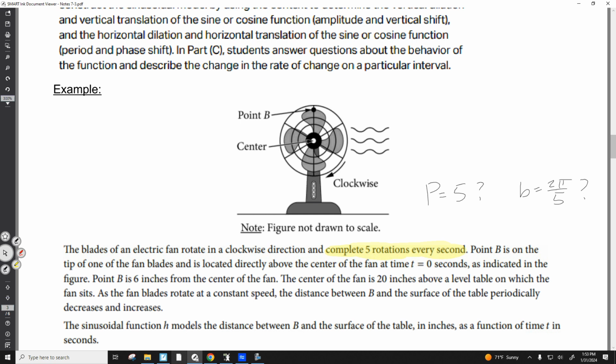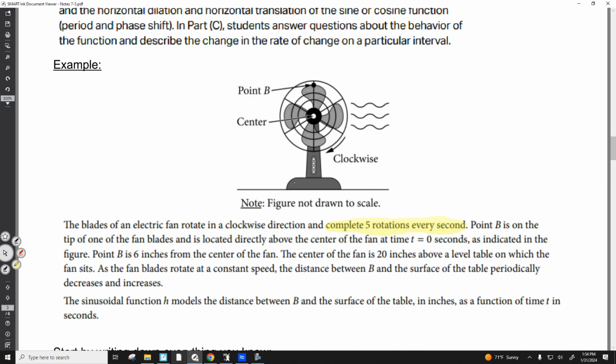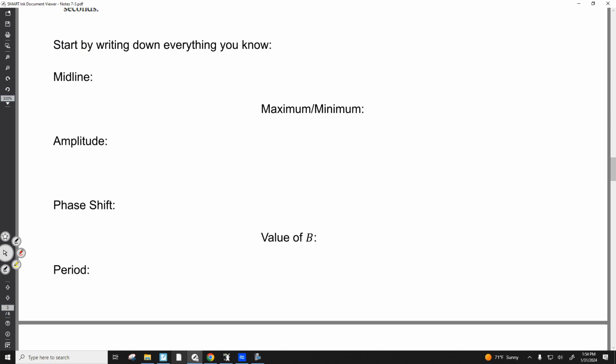Please do the following. Based on the fan situation, write down everything you know. Give me a y equals cosine model for the fan spinning. Go.